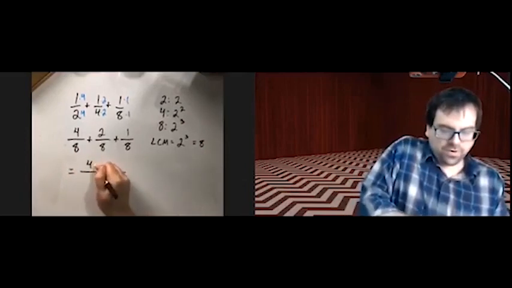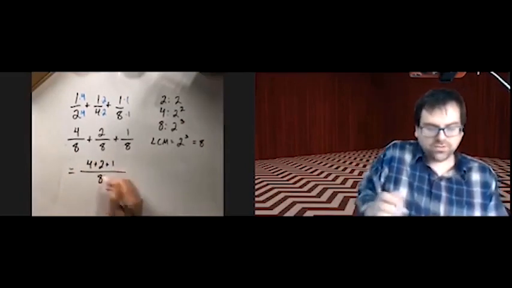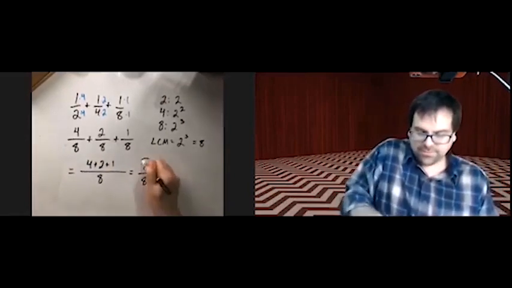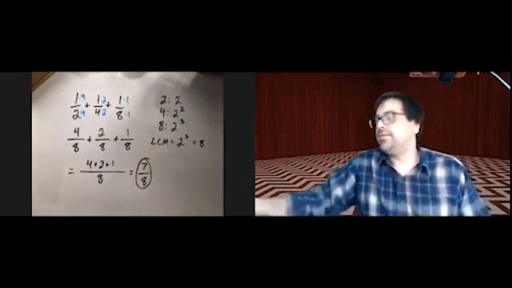So this would be 4 plus 2 plus 1 all over 8. 6 plus 1 makes 7. So the answer is 7/8.